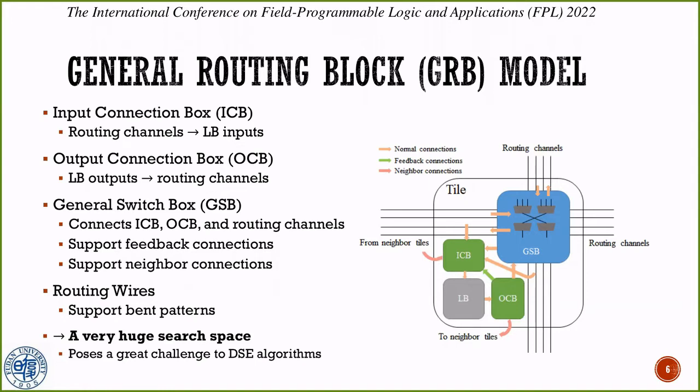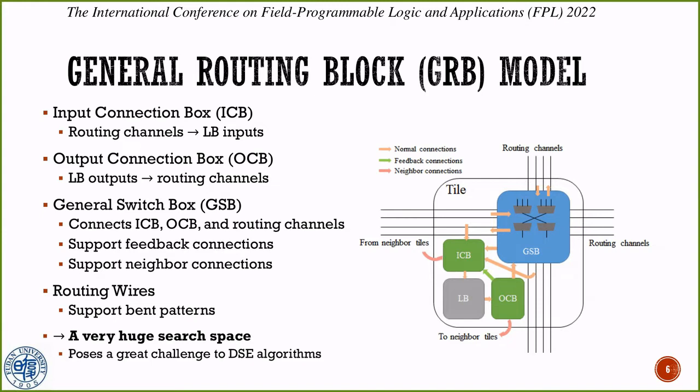The GRB model contains the input connection box, the output connection box, and the general switch box. The ICB connects the routing channels to the LB inputs. The OCB connects the LB outputs to the routing channels. The GSB connects the ICB, OCB, and also routing channels together, and it also supports feedback connections and neighbor connections. The routing channels support band patterns.